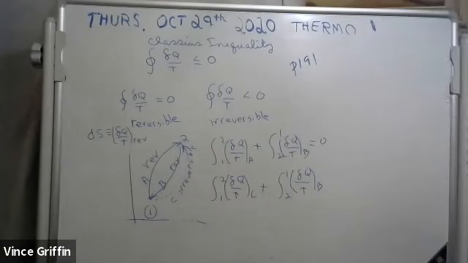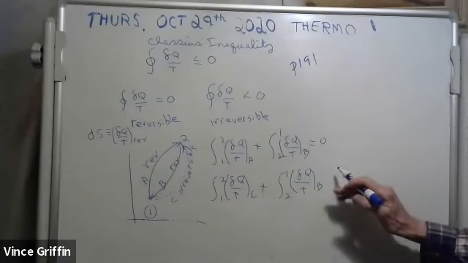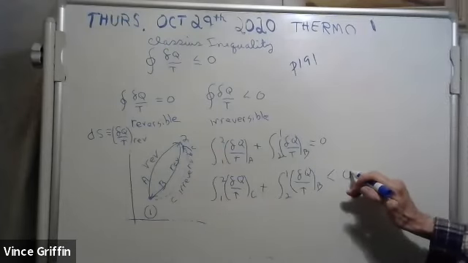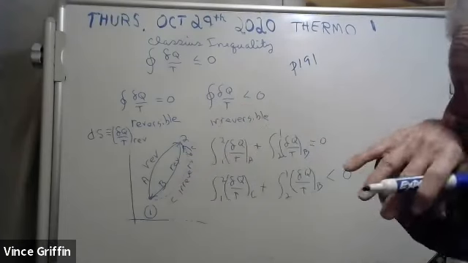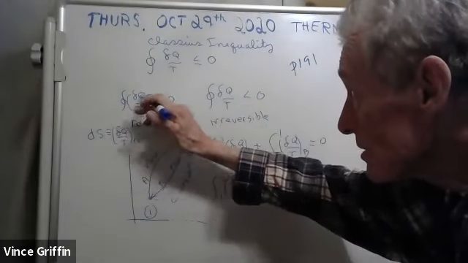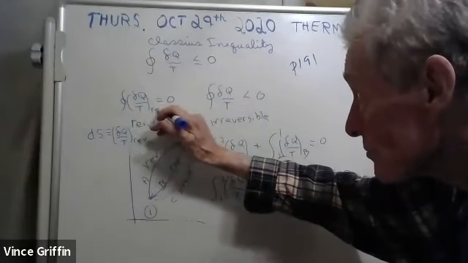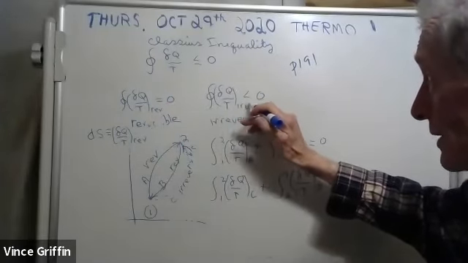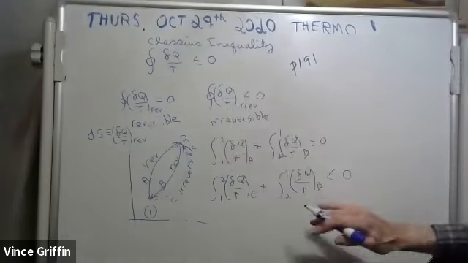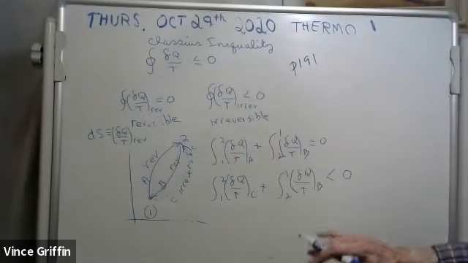But see, there's irreversibilities in that cycle. And so you don't get 0, it's less than 0. See, for a cycle that has irreversibilities, this is what you have if everything is reversible. But if there are any irreversibilities, it's less than 0. So it's less than 0.